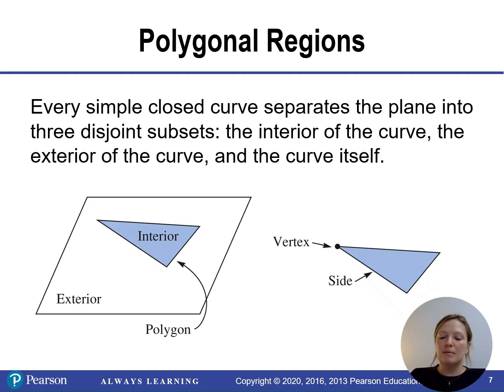Something important to notice about polygons, and simple closed curves, is that every simple closed curve separates the plane into 3 disjoint subsets. So we have the interior of the curve, the exterior of the curve, and the curve itself. So in this picture, we can see the interior, the exterior, and the polygon makes up the curve itself. And we also call these the sides of our polygon, and the points where those sides intersect vertexes or vertices.